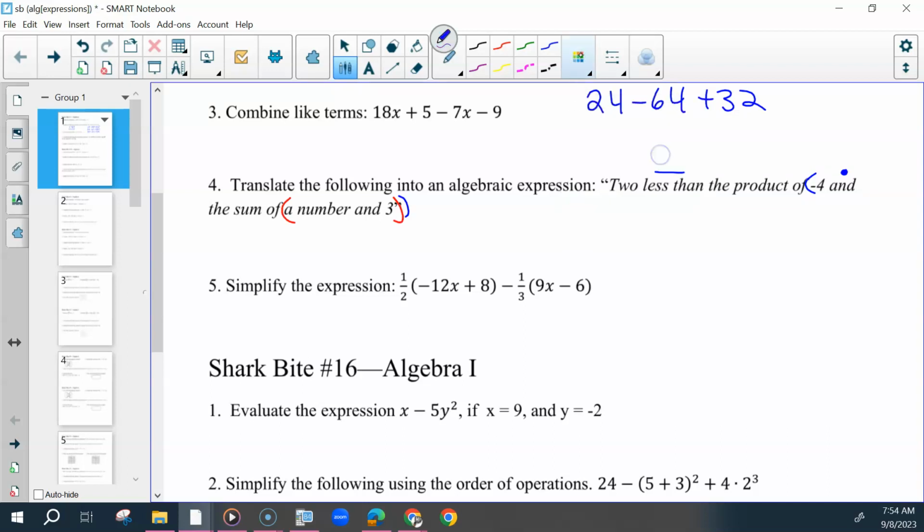So if you write what we know, 2 less than, at the end we're subtracting 2. We are multiplying negative 4 to something in parentheses. That something in parentheses is the sum, a number plus 3. So your variable can be different, but it should be in that exact same order. All of it should be on the first one. Questions on that one?